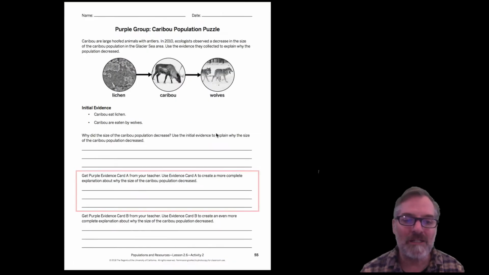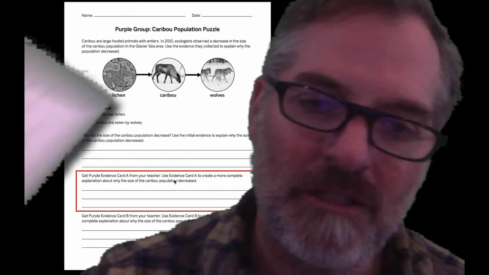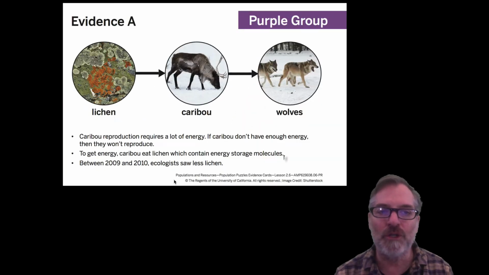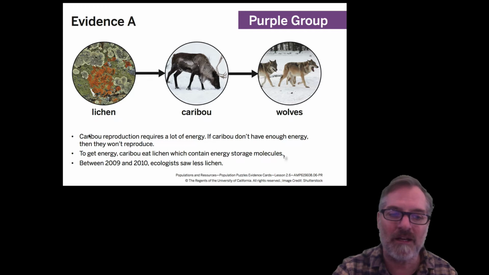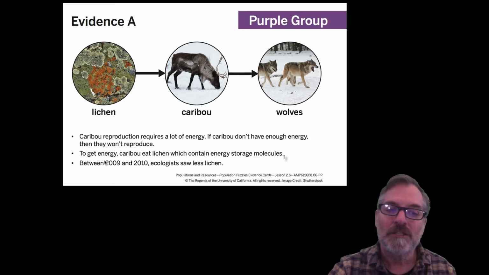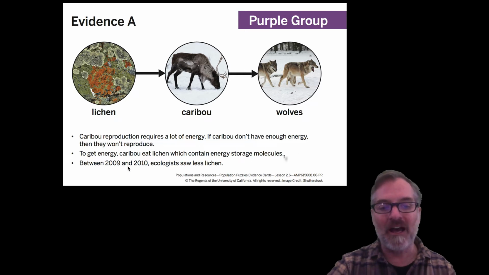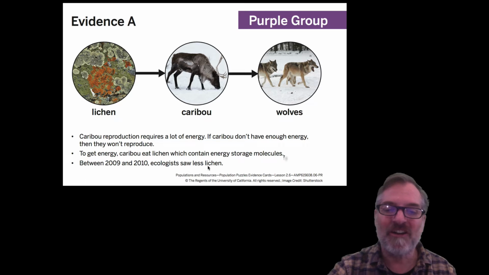All right, now for our second question, we need an evidence card. It says you need to get it from your teacher, but again, I can't pass this through the screencast, so I'm going to show you the evidence card. In the evidence card right here, it gives us some more information. Caribou reproduction requires a lot of energy. If caribou don't have enough energy, they won't reproduce. To get energy, caribou eat lichen, which obtain energy storage molecules or carbohydrates. Between 2009 and 2010, ecologists saw less lichen.